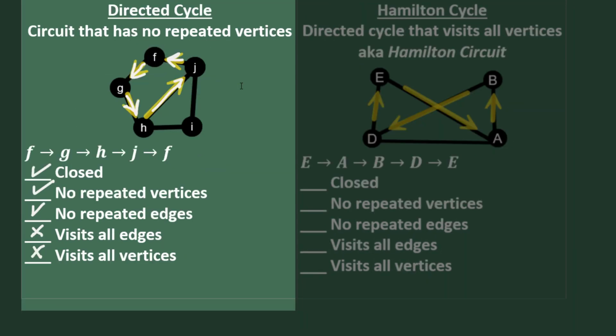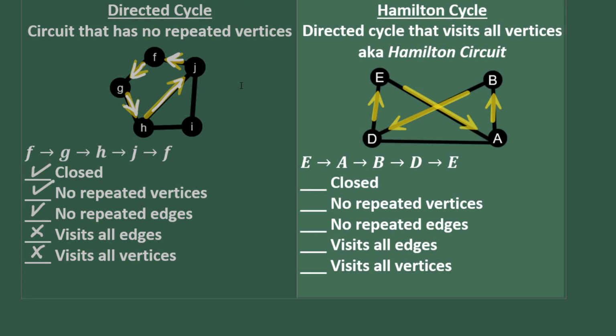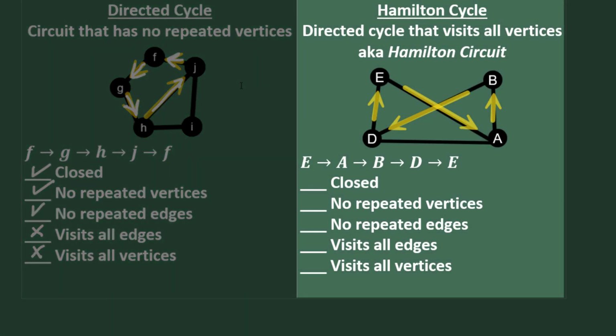A directed cycle is a special circuit where that doesn't happen. Now, the reason I wanted to talk about directed cycles is because of their relationship to Hamilton cycles. A Hamilton cycle is a directed cycle that visits all of the vertices.